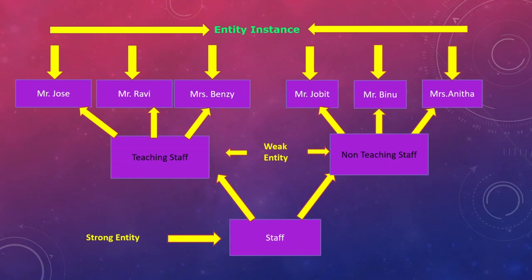So a strong entity does not depend on any other entities in the database. A weak entity is an entity which depends on another entity in the database. And entity instances are the values used by the entity in the database.